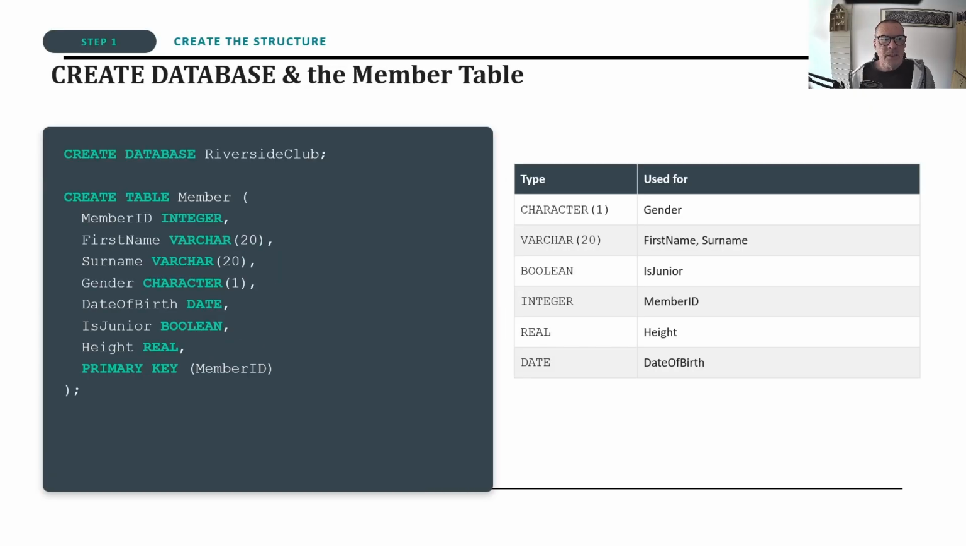So we're going to create the database. Create database, the Riverside Club, and we're going to create the first table, which is the member table. Create table member, brackets, and then all the attributes with their data types and the lengths if necessary. We've specified the primary key at the bottom there with primary key followed by brackets and the attribute, which in this case is member ID. We close the whole brackets and finish with a semicolon.